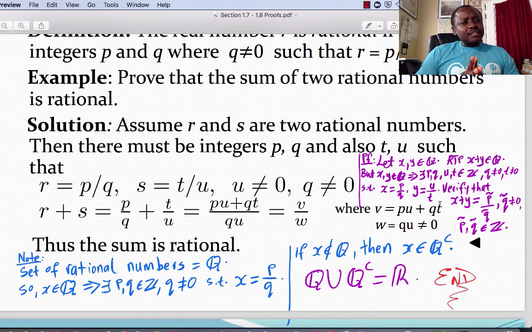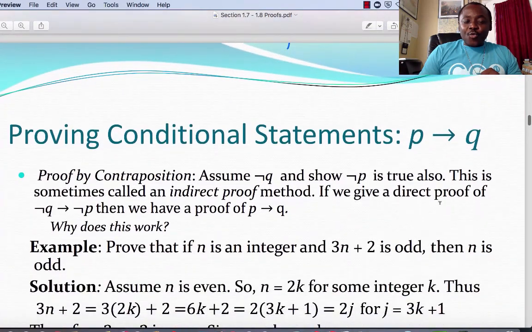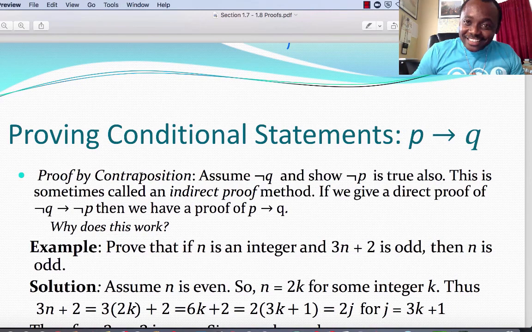That is a lot, so I think I'm going to pause right here, take a break, and call this section 1.7 part 1. Then we shall come back and look at part 2, where we start discussing contrapositions and contradictions. That would be very interesting and exciting.